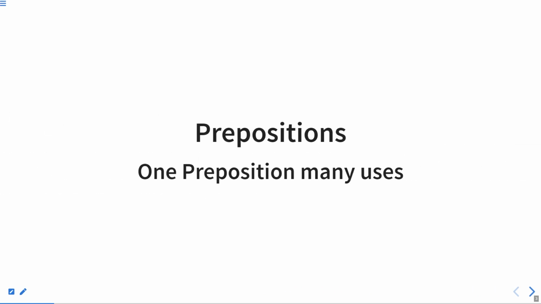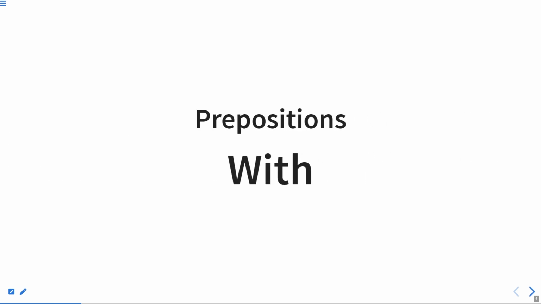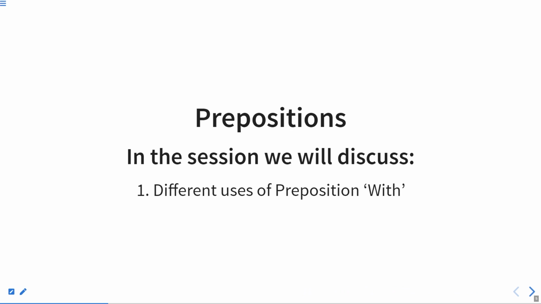As we know well, a preposition is versatile. One preposition may have many uses and it can be used in various places. So, in this session, we are just going to discuss one preposition, many uses. In this series, we are going to discuss the preposition with. So, with is again a versatile preposition.